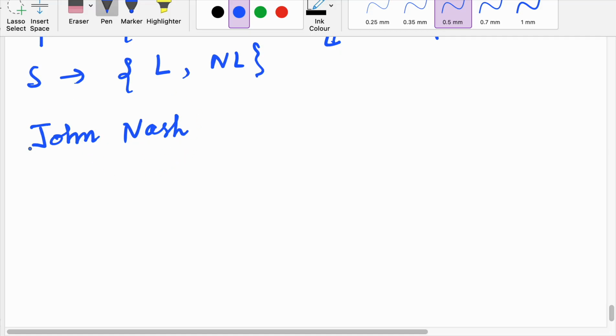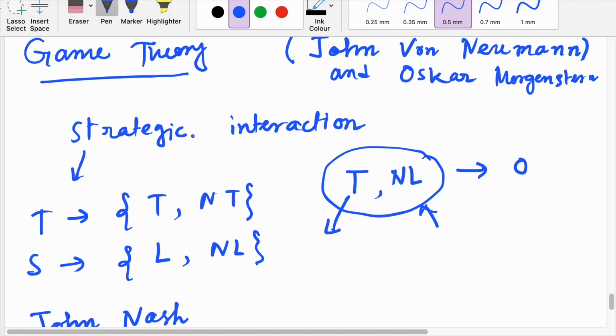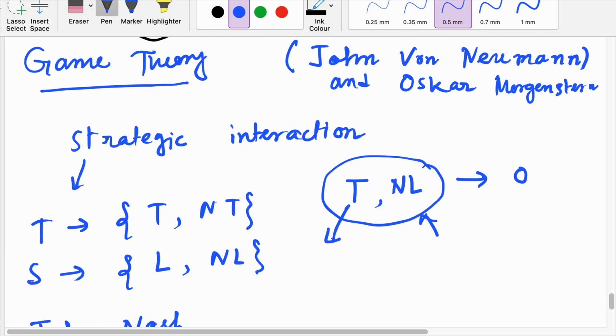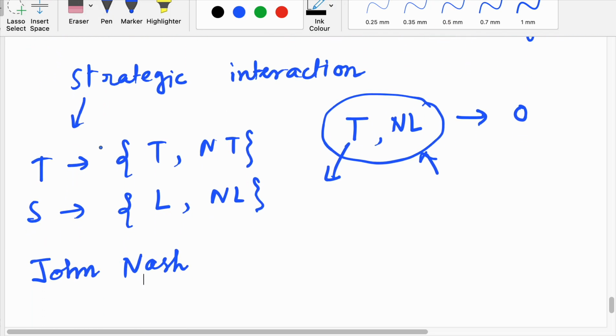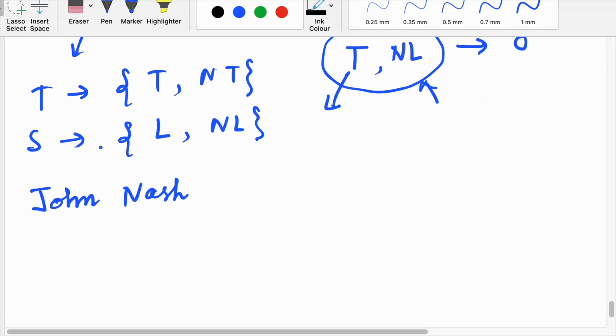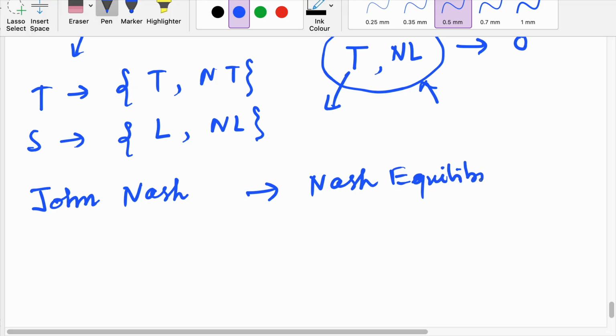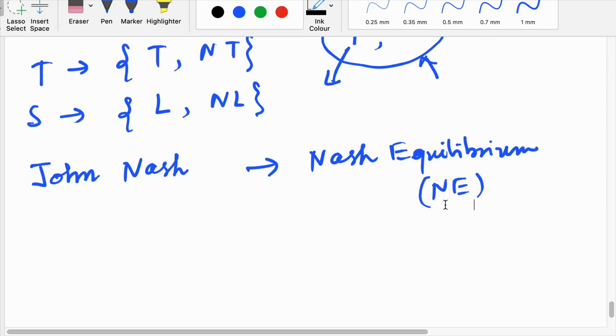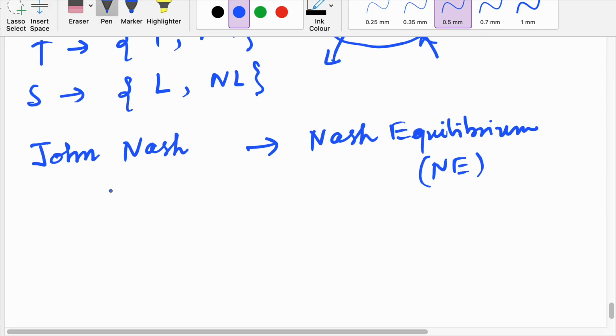And he gave an idea that you can write the game theory and there may possibly be many solutions, but he gave an equilibrium solution which exists for all kinds of games, that is called the Nash equilibrium. Nash equilibrium, in short Nash. So that is the game theoretic part.